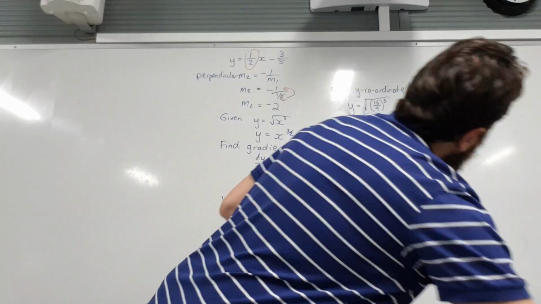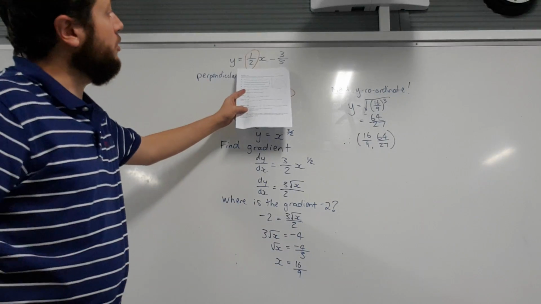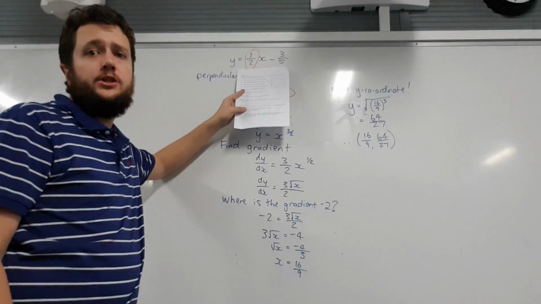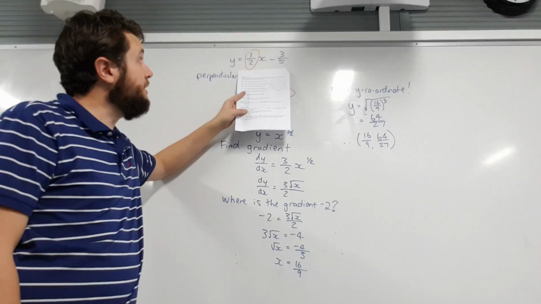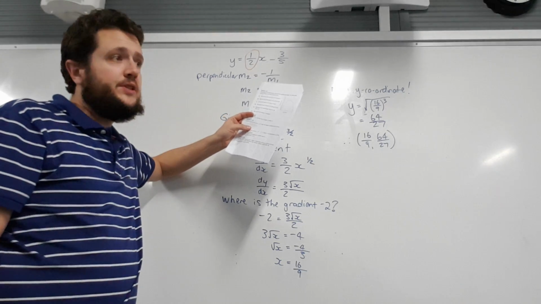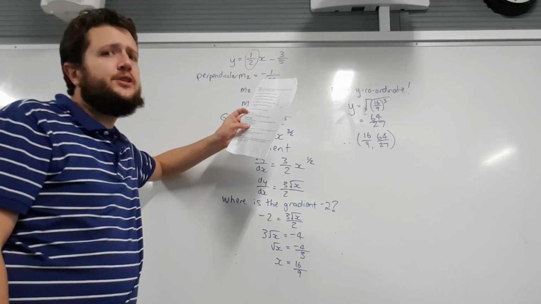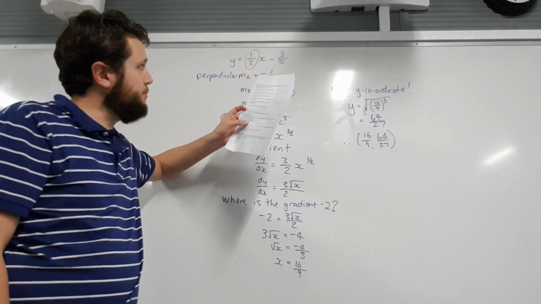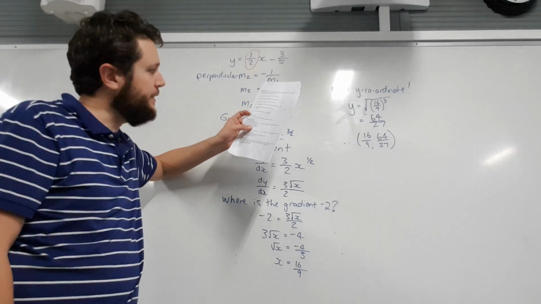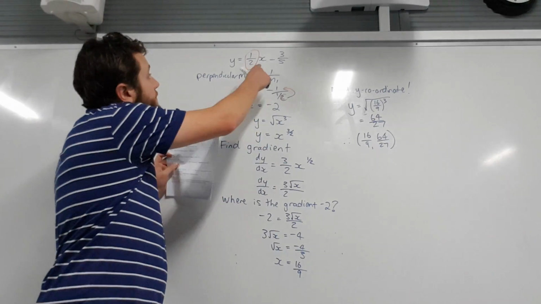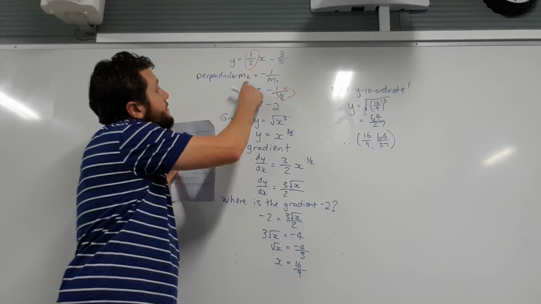Here we go. So the original line, y equals 1/2 x take away 3/5, you should be able to tell from that what the gradient is. The gradient's 1/2. So in the question, when it says the tangent is perpendicular to the line y equals 1/2 x take away 3/5, well, perpendicular to that line means we use this formula.